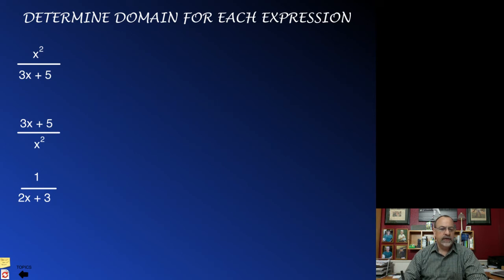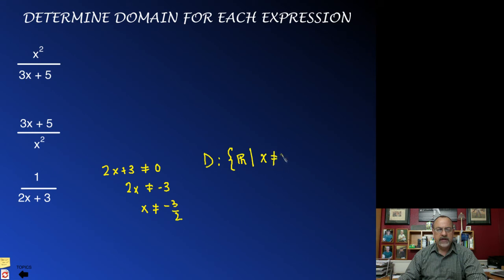Alright, one more example here, and I think you got this. 1 over 2x plus 3. Variable in the denominator. My denominator, 2x plus 3, cannot be 0, and then I solve the equation. 2x cannot be negative 3, x cannot be negative 3 halves. So my domain for this function is all real numbers such that, or as long as, x does not equal negative 3 halves. So this would be my domain for the function.